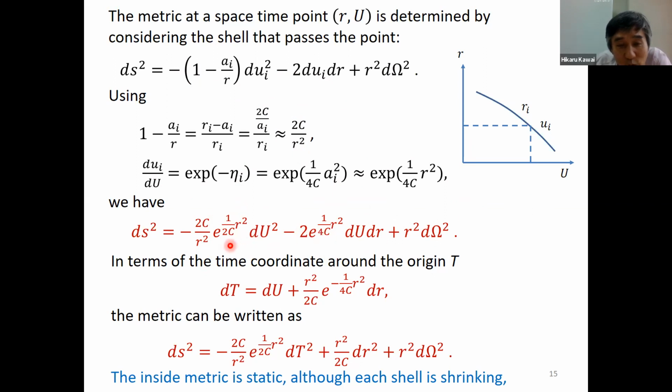So far we have been considering collapsing shells, but we can express this in terms of a time coordinate. If you introduce a time coordinate by this expression, dt is dU plus 2R squared over 2C and exponential of minus 1 over 4C R squared dr, we can see that the cross term disappears and we have this metric. So ds squared is minus 2C over R squared and this factor, dt squared plus dr squared.